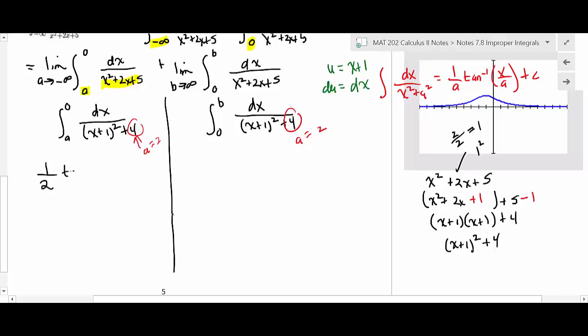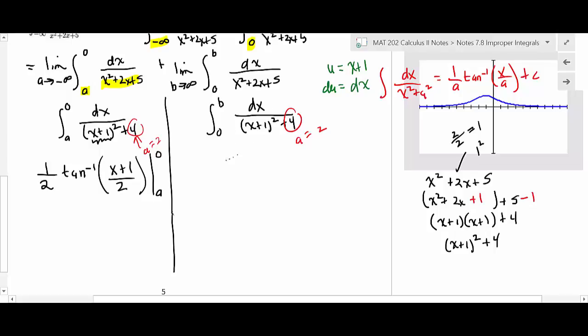Then you're going to have the inverse tangent of, instead of x over a, you're just going to have x plus 1 over 2. If you did the details of U-substitution, that's what you would get. A lot of times if your x is just off by a plus or minus, you can just do it that way. Okay, but you do what you need to do. And then this thing is going to be evaluated from a to 0, like this.